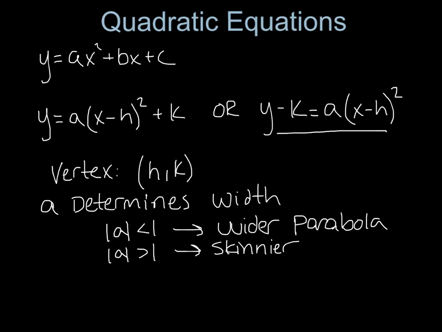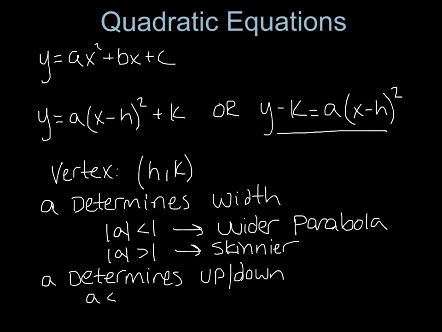The other thing that a does is it determines whether you're going to open up or open down as a parabola. So a determines up/down. So if a is less than 0, so if a is negative, we're going to open downwards. And if a is greater than 0, so if a is positive, then we get the nice upward opening parabola.